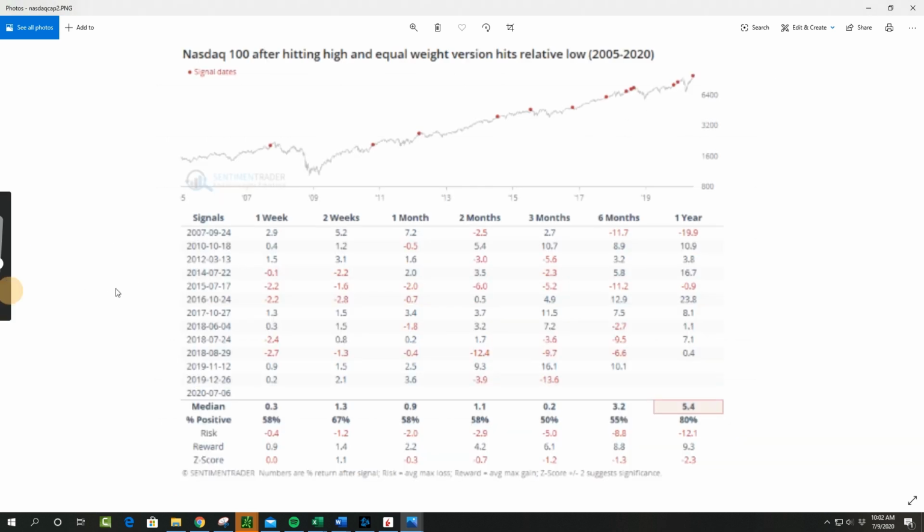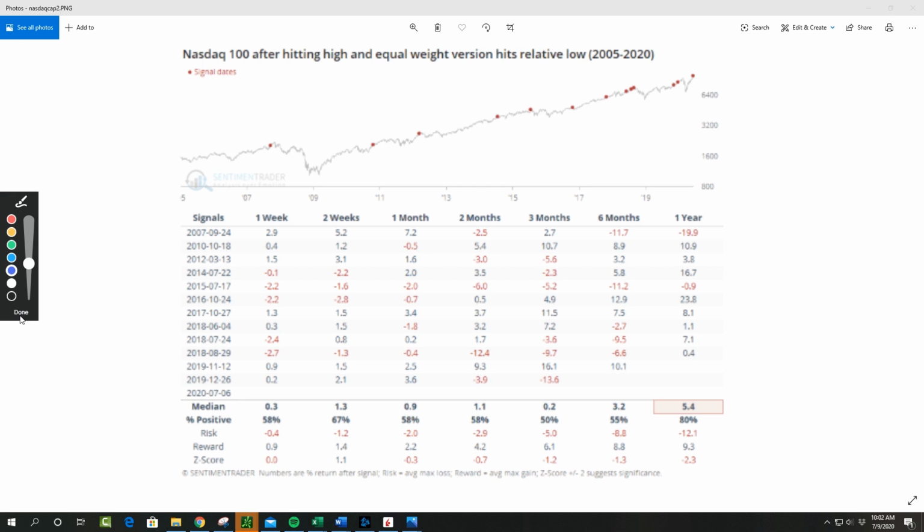Now, historically, when we take a look at that, 3 months, 6 months later, we're skewed a little bit towards the negative side from a risk-reward perspective, but we're still positive a year later about 80% of the time. So it's not as big of a concern as one would think.